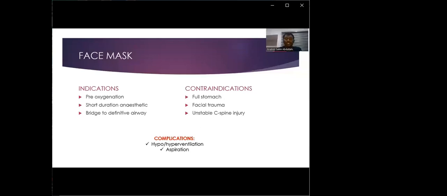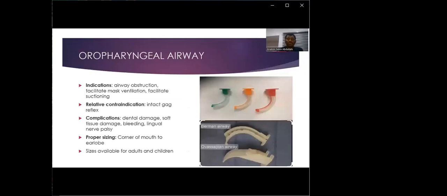The contraindications are full stomach, facial trauma, and unstable C-spine injury, because to effectively use the face mask, there is a need to do airway maneuvers so as to open the airway. The complications could be hypoventilation, where the patient is inadequately ventilating, or hyperventilation in the case of positive pressure ventilation. With positive pressure ventilation, of course, there is gastric insufflation and then gastric distension, which further predispose the patient to regurgitation and aspiration.